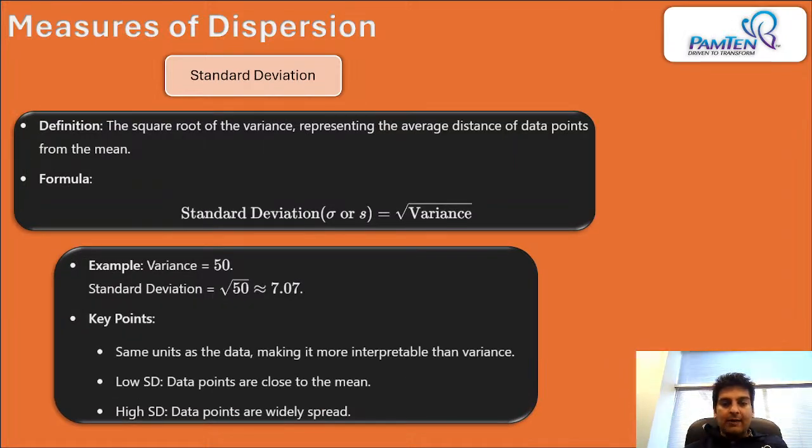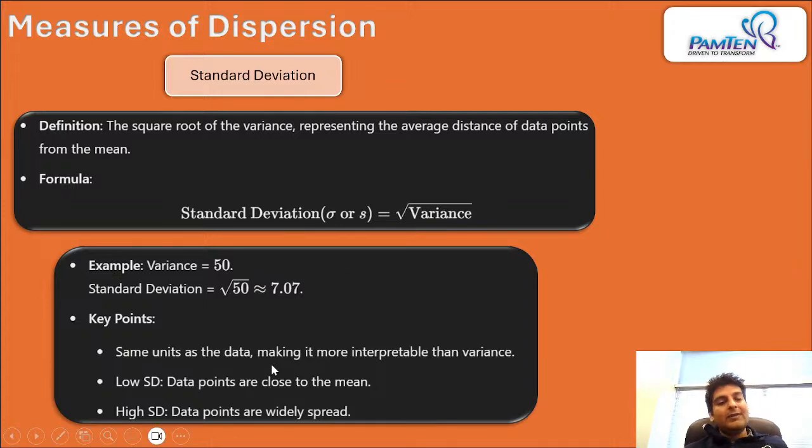When it comes to standard deviation, we just take the square root of variance, and this basically represents the average distance of all the data points from the mean. So let's say you have a variance of 50; if you take the square root of this, you get the standard deviation to be 7.07. Here are some key features of standard deviation. Since you're taking the square root of variance, the units of standard deviation are the same as that of the data.